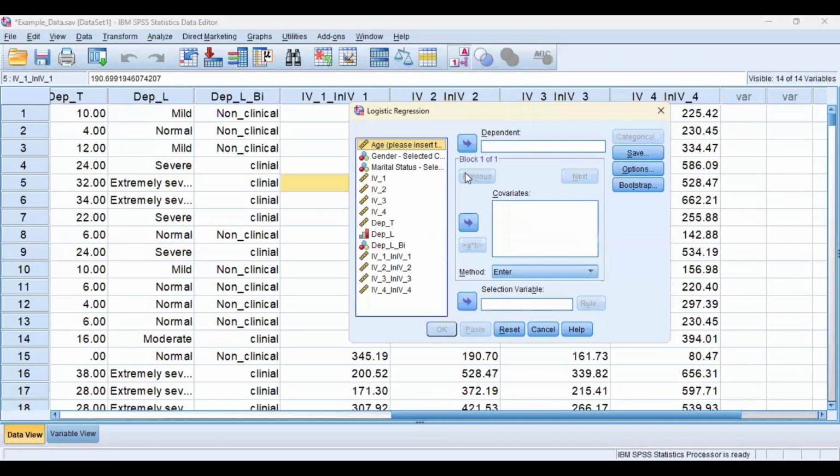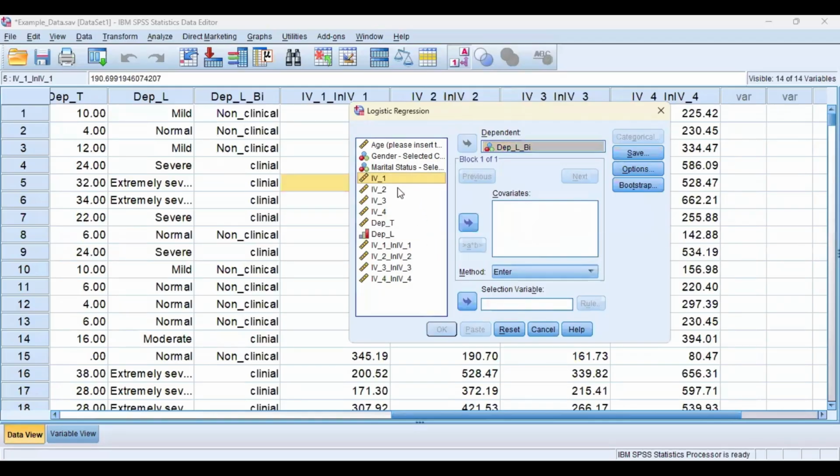As you remember, we can do the binary logistic regression only if we have a version of our dependent variable that has only two levels. Here, this version of depression, that is my dependent variable, can be suitable for this assignment, because you see depression level binary has only clinical and non-clinical levels. So I put it here. This is my dependent variable.